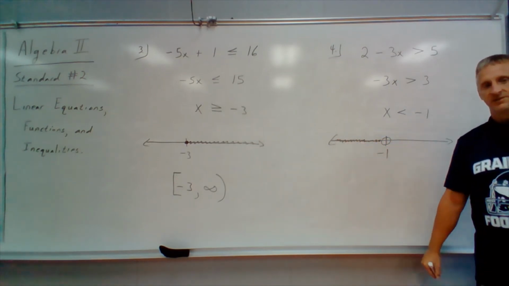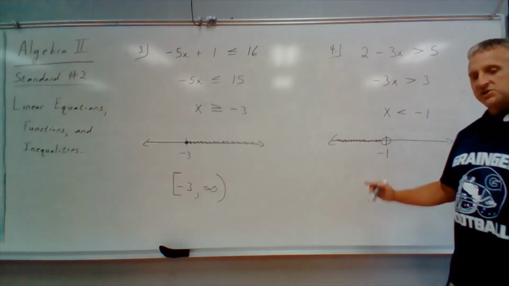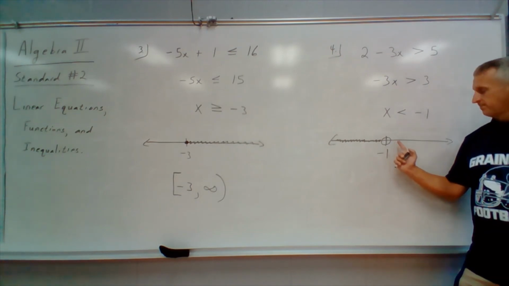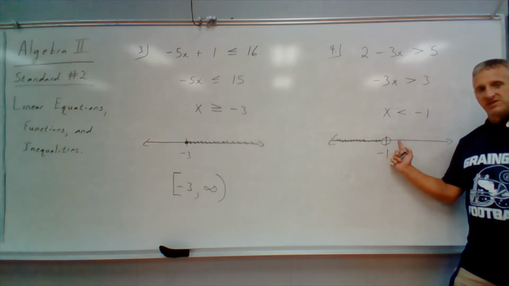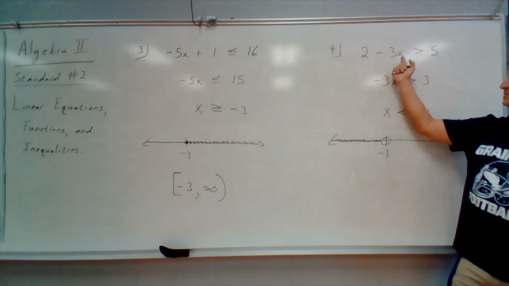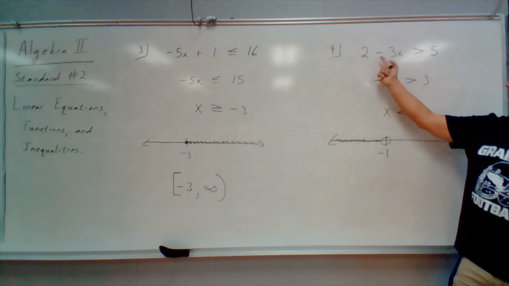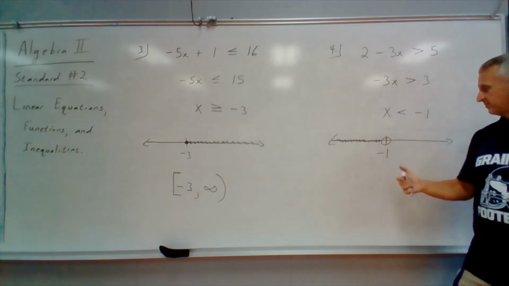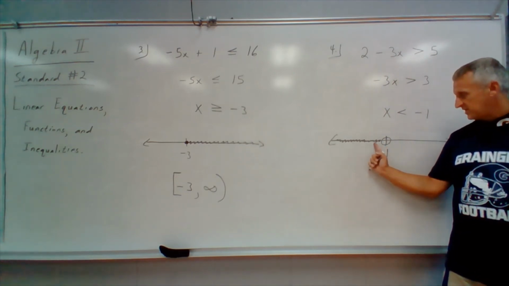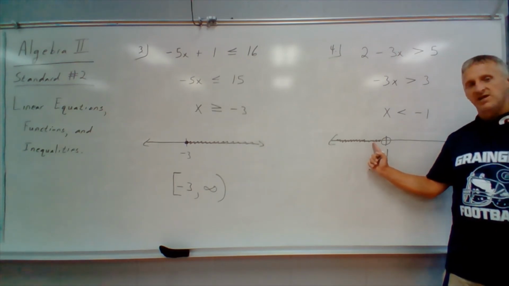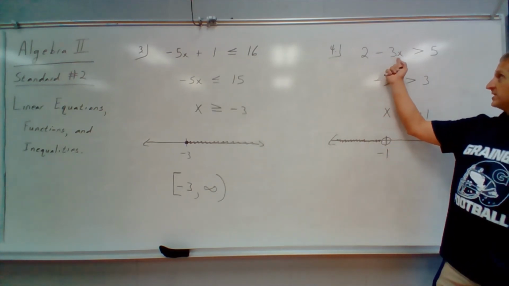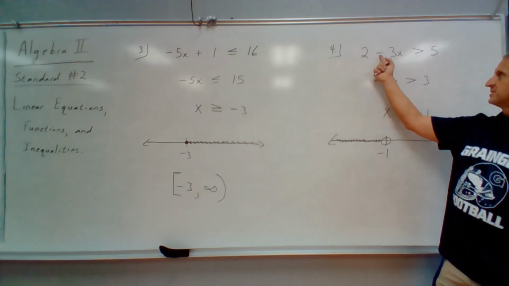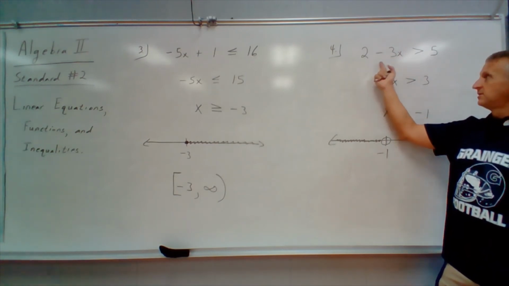Let's put a 0 in. So if I put a 0 in, it should not work. If I put a 0 here, 3 times 0 is 0. 2 minus 0 is 2, and 2 is not bigger than 5. So that's cool. Let's put in a number here, see if it does work. Let's do negative 2. If I put a negative 2 in for x, I'll have 2 minus negative 6. So that'll be 2 plus 6, which is 8, and 8 really is bigger than 5. So we're good on that.